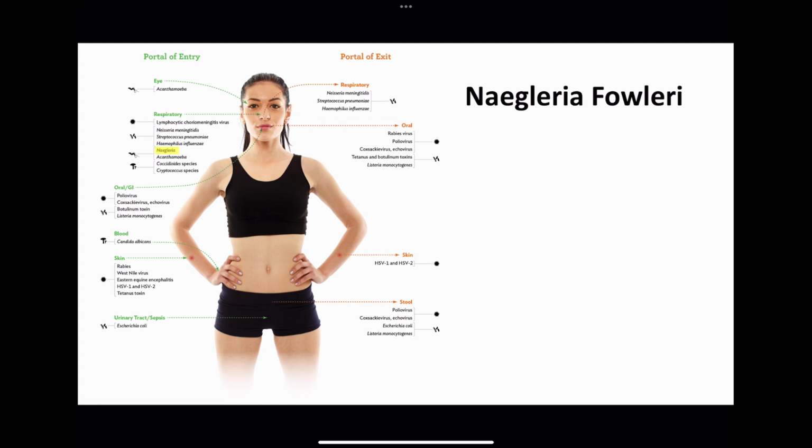Naegleria fowleri is an amoeba that produces a lethal infection in the central nervous system. It is transmitted through the respiratory route. Symptoms include loss of taste and smell, as well as hallucinations, which may lead to death, usually within 2 weeks.